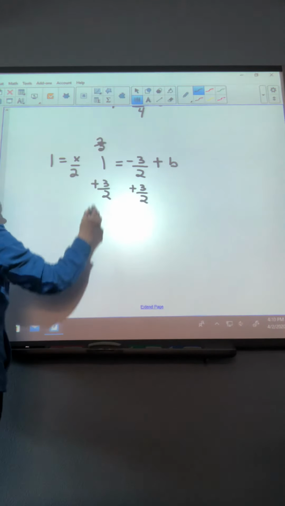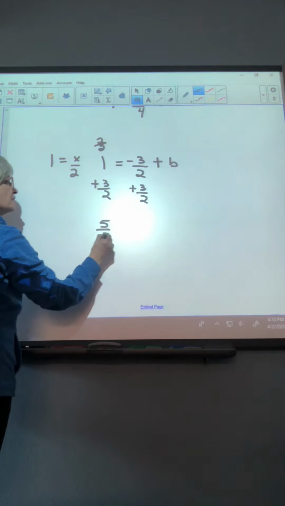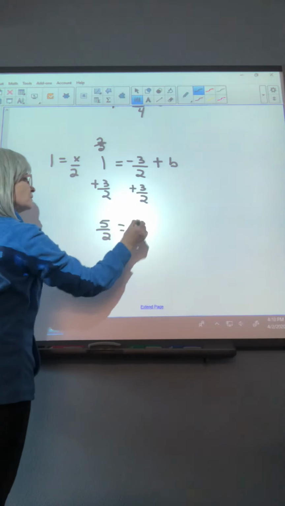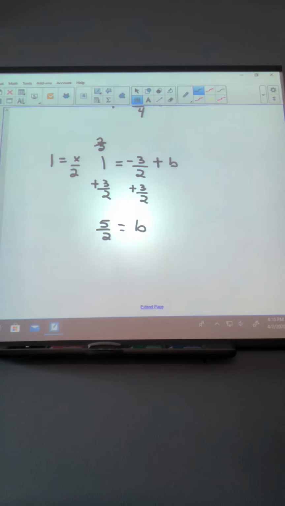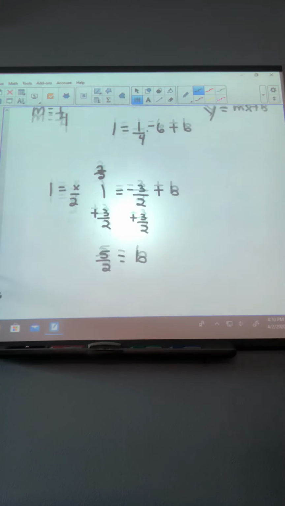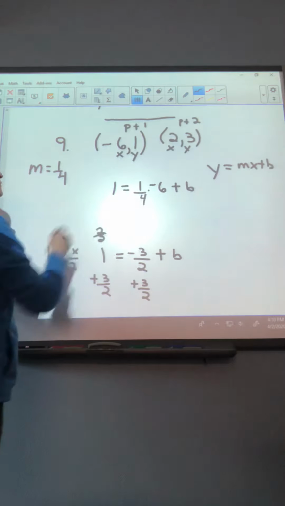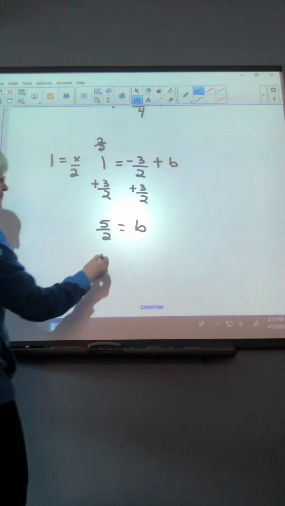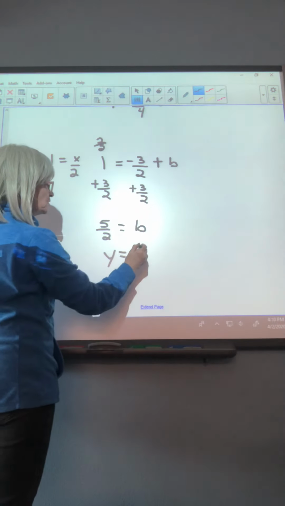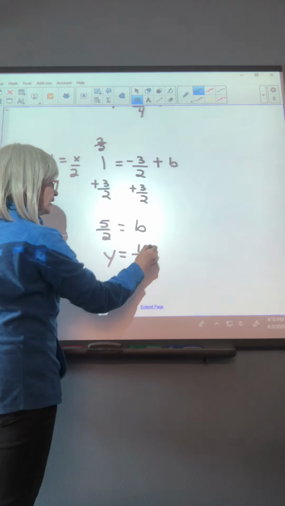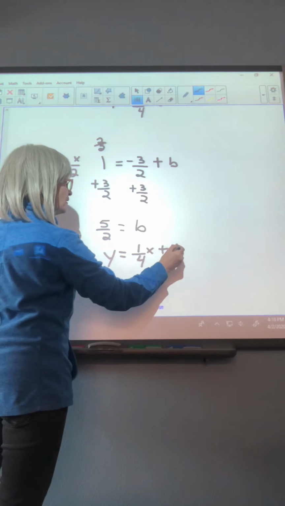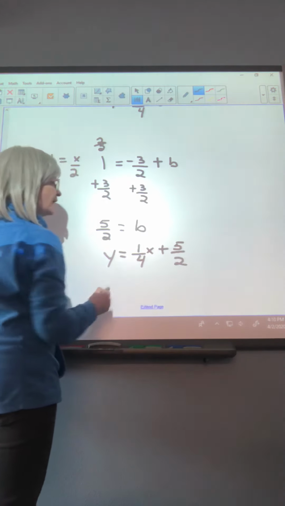So 2 plus 3 is 5. So 5/2 is equal to b. Okay, so now I go back and I remember, what was our slope? Oh yeah, that's right, it was 1/4. And so I write y is equal to 1/4 x plus the y-intercept of 5/2.